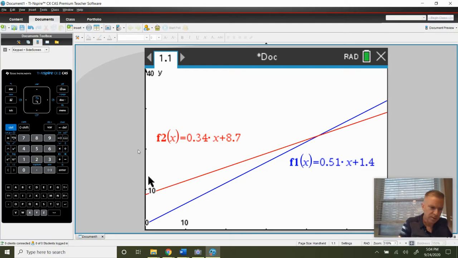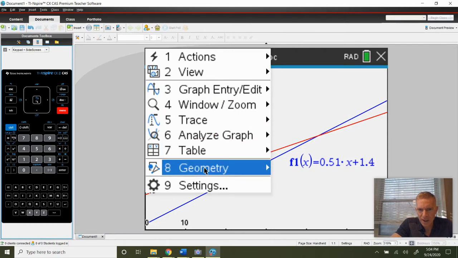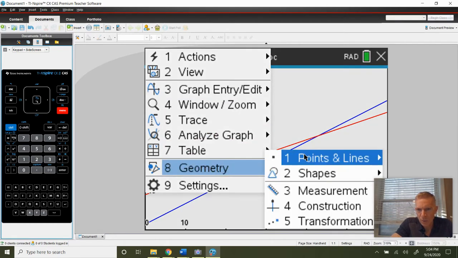And then you can copy this down onto your worksheet. And then use the intersect feature of your Inspire to find the time and place where the cutter catches up with the smuggler. So for the cutter to catch up with the smuggler, we need their distances to be the same. So we're finding this intersection point. Okay, so there's a couple ways to do this. We could do menu. You could either go to geometry like we've done in the past and go points and lines.